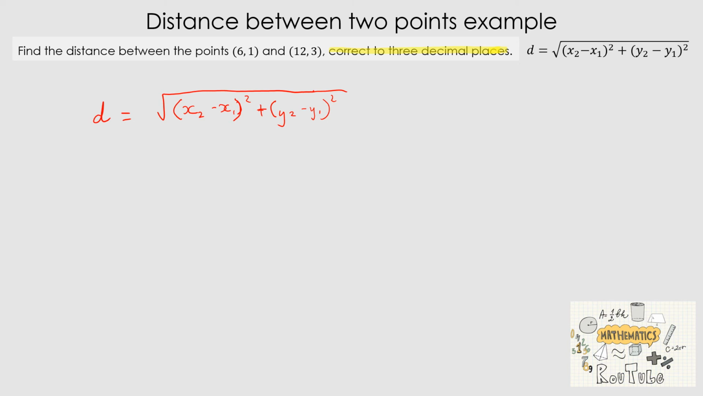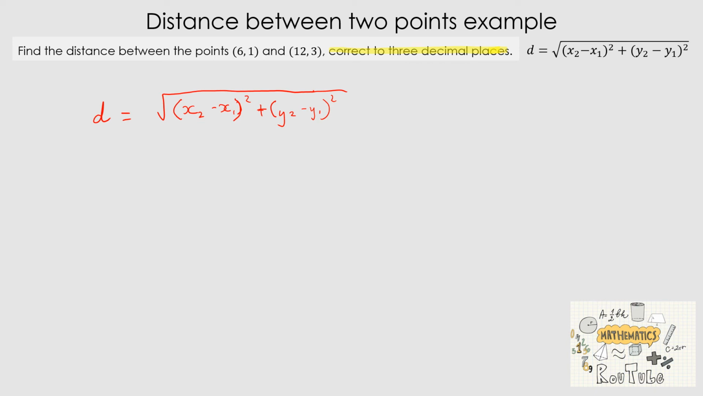Okay, now that we have written the formula, let's go ahead and label our values. We have our first coordinate point, (6, 1), and the second one, (12, 3). Again, it doesn't matter which one you label first and which one you label second. Just like the midpoint, it makes no difference. Let's just go with the first one, working left to right.